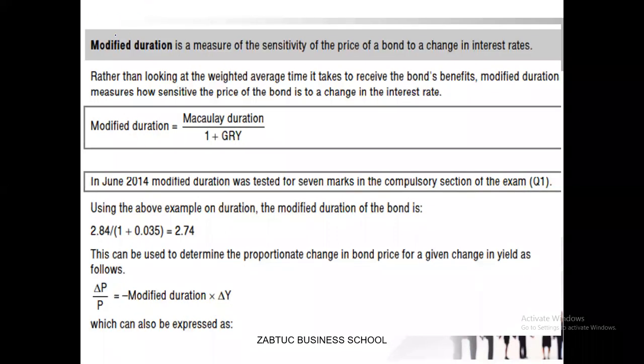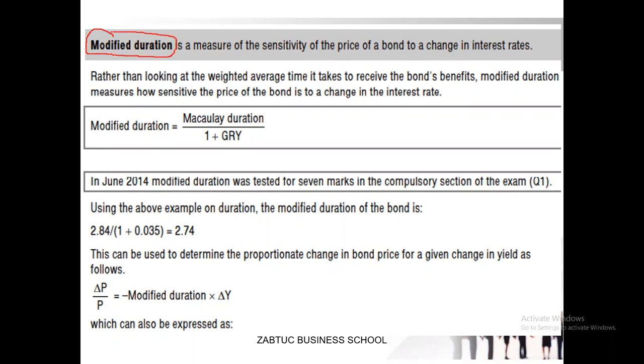Let us move on to another item. I hope all of us are now able to see how to calculate the duration. Let's move to the next item. The next item now is modified duration. So the question is, what is modified duration then?